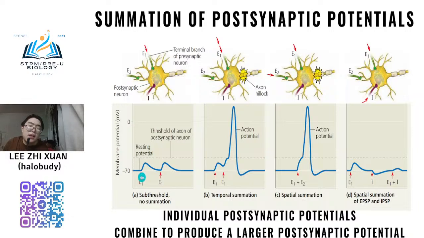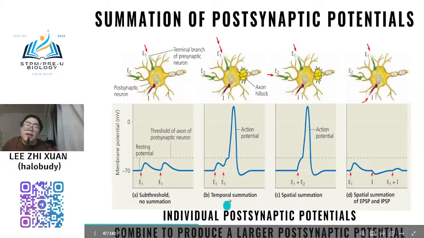Like maybe the first E1 comes, but another E1 needs to wait about 30 seconds. So when the duration, the gap, is too long, it cannot reach the threshold level, so it cannot trigger action potential for the postsynaptic neuron. You need to know this action potential is triggered for the postsynaptic neuron.